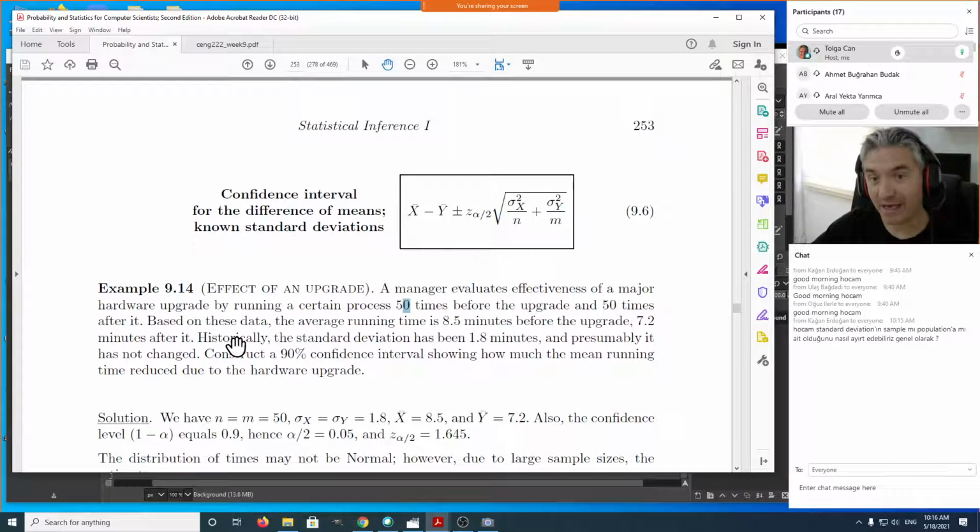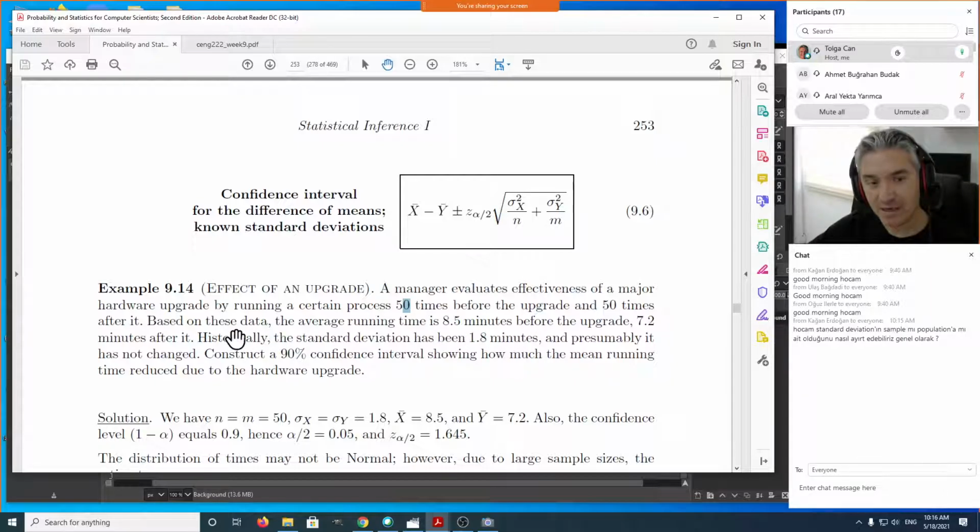It says historically the standard deviation has been 1.8 minutes. So the standard deviation is not specific to the sample. It's always been 1.8. So this is what it's trying to say. From this clue, I understand that it is the population standard deviation. But you're right, sometimes if the question statement does not state it clearly, there may be ambiguity. So this 1.8, is it the population or are you referring to the sample standard deviation? Whoever has written the question should make it really clear whether it's the sample standard deviation or the population standard deviation.